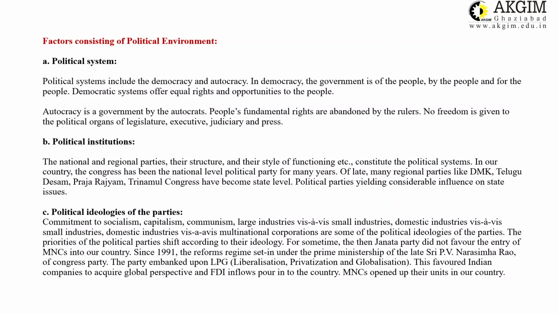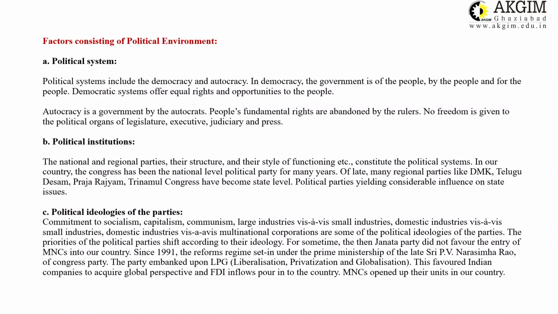Then for various political parties, there may be political ideologies of the parties. For example, the political parties may be committed to socialism, they may be more into capitalism, communism, they may be into the philosophy of large industries, or they may favor small industries.